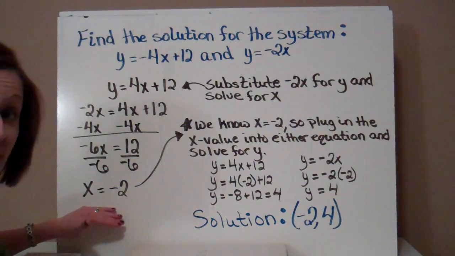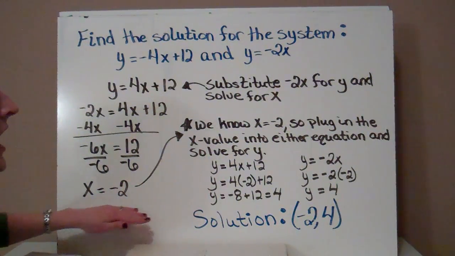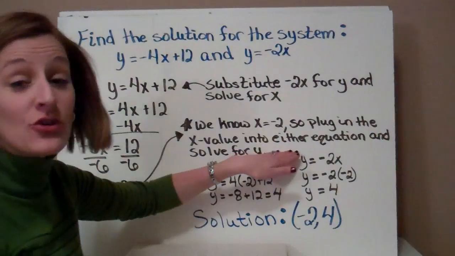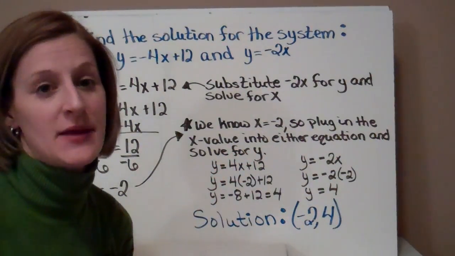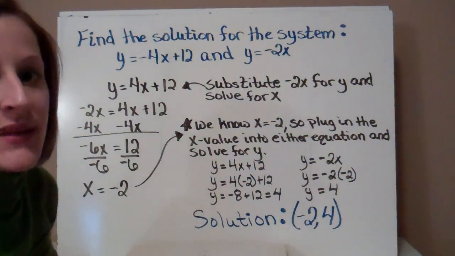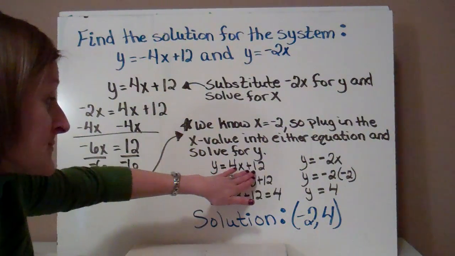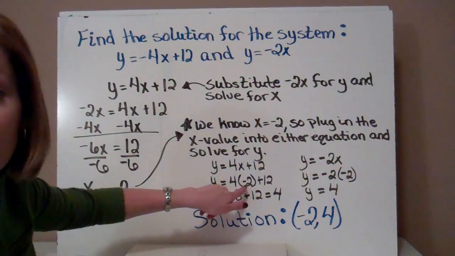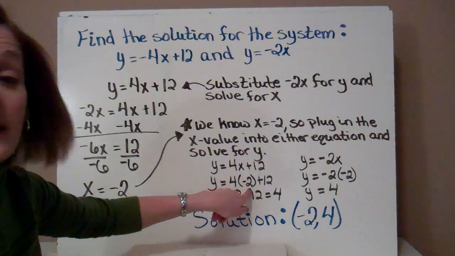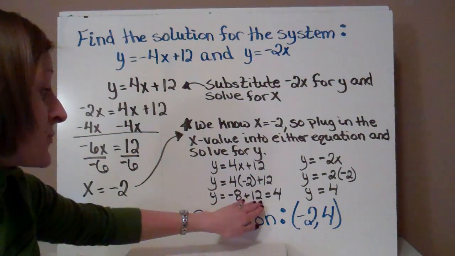Well, now that you know one variable's solution, you're going to take that number, and since we know x is negative 2, we're going to plug the x value into either equation. It doesn't matter which equation, you're going to get the same y value. So I've done it both ways, using both equations, but you only have to do it using one of them. Now if you use the first one, you're going to do y equals negative 4x plus 12. In for x, you're going to plug in negative 2. So y equals negative 4 times negative 2 plus 12. Negative 4 times negative 2 is 8. And 8 plus 12 is 20.